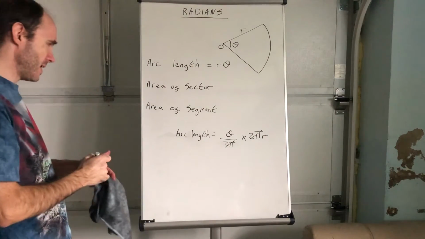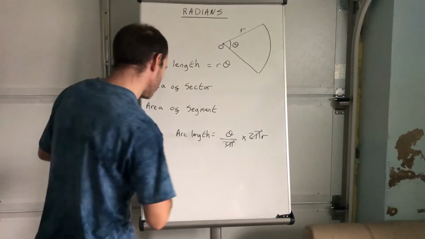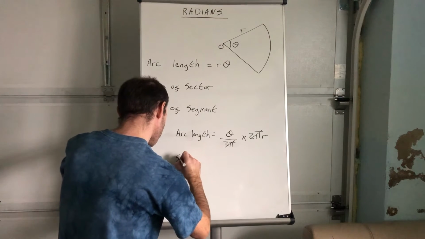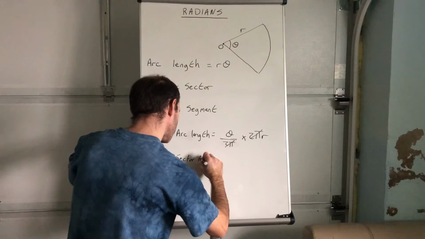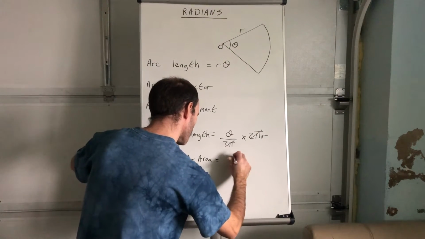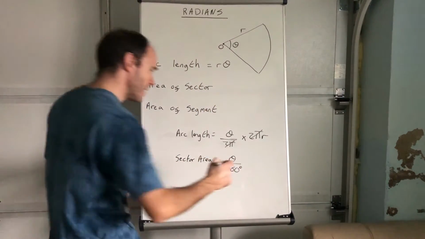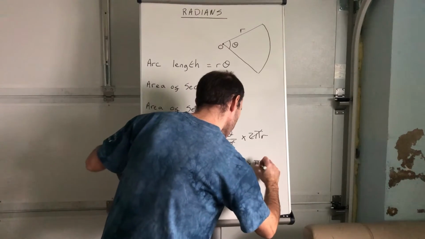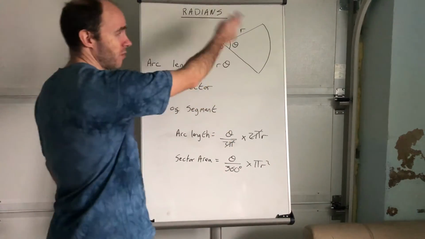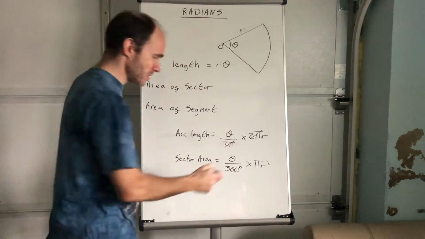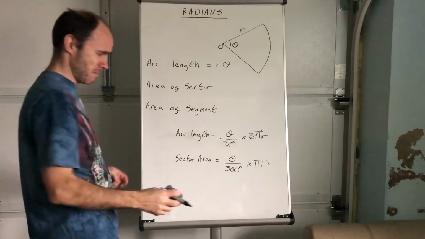Let's have a look at the area of the sector then. Similar to GCSE, what you did was work out what proportion, what fraction of the circle you had, and then multiplied it by pi r squared, because pi r squared is the area of the complete circle. So we did theta over 360 times pi r squared.